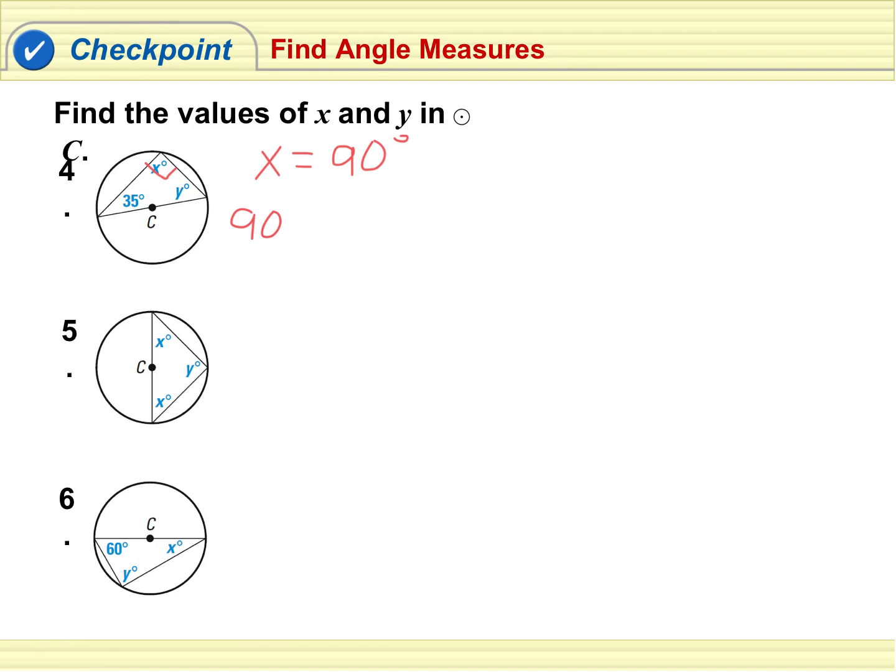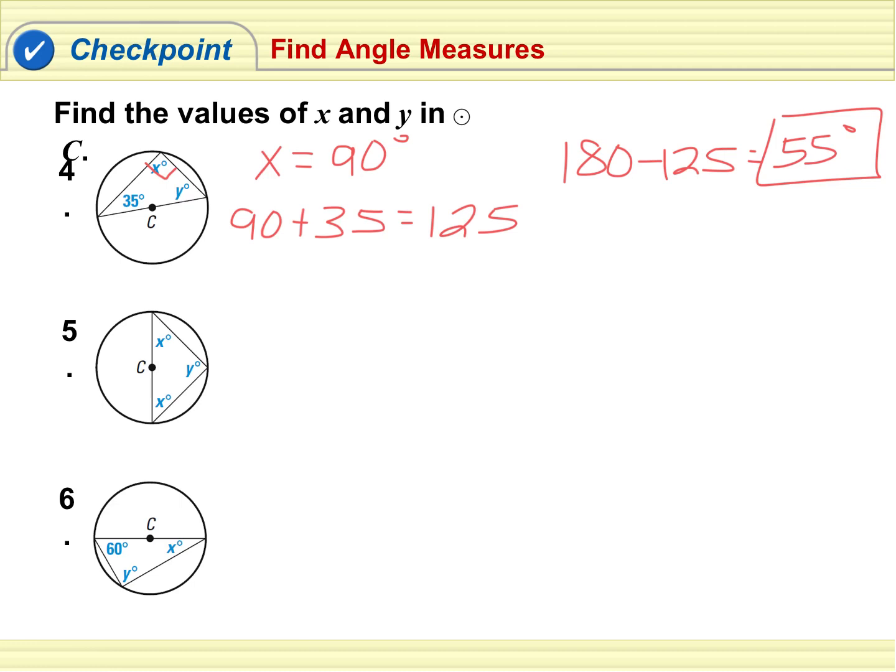Add up what you know. What's 90 plus 35? 125. Okay, what do I do with that? 180 minus 125 to give me 55. Good.